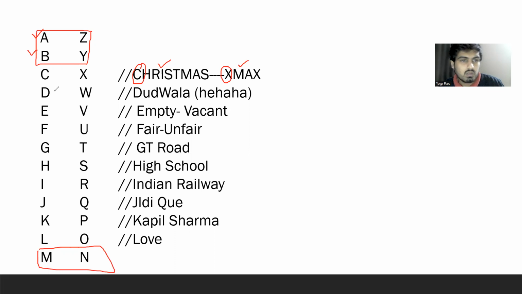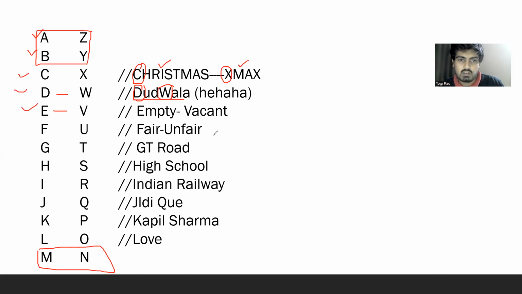Same is with D and W. I have made it for my own purpose, so I have taken a Dudwala. You can take anything else. It looks stupid and funny, but if it's solving the purpose, then it's okay. From here we can remember D and W are opposite of each other. E and V: empty, vacant, both have similar meanings, so we can remember E and V.